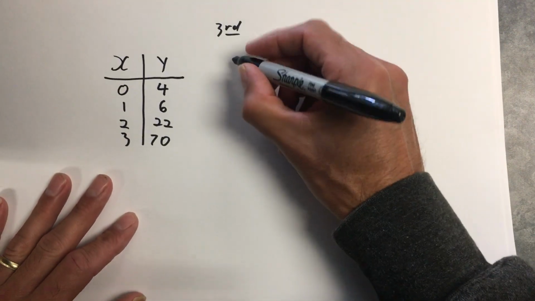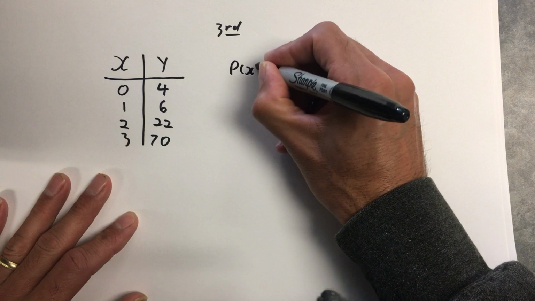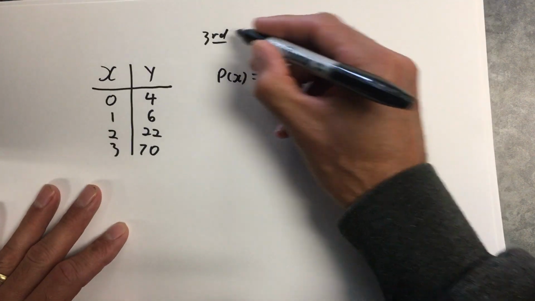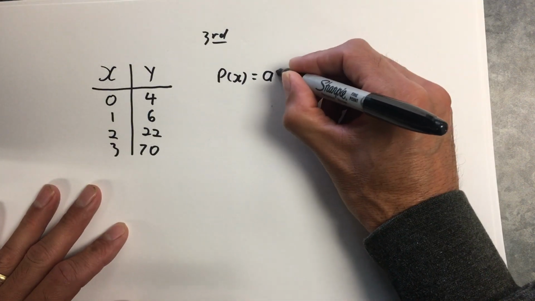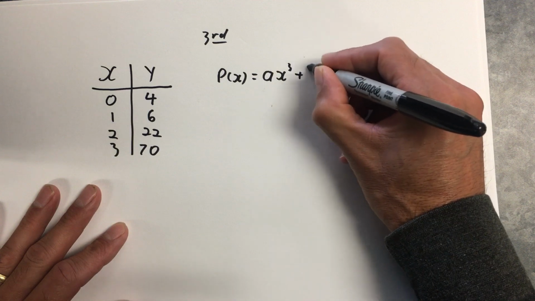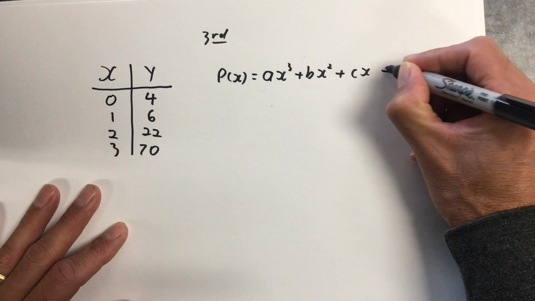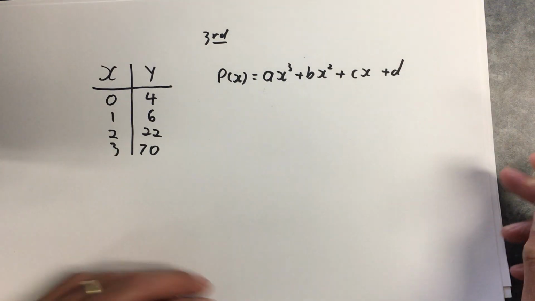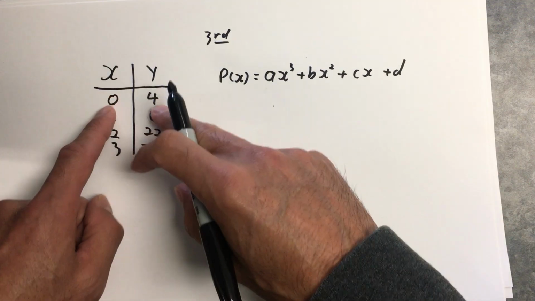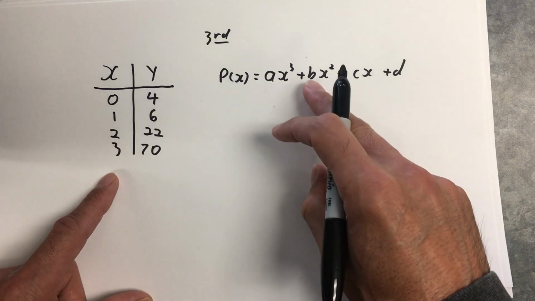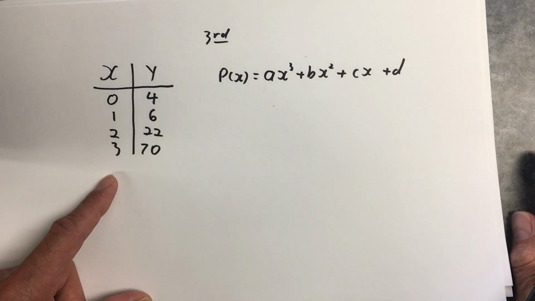What it's going to look like is that polynomial, if it's third order, is going to have some number times x cubed, plus some number times x squared, plus some number times x, and some other number. So our goal is based on these 4 points to determine the value of these 4 variables.